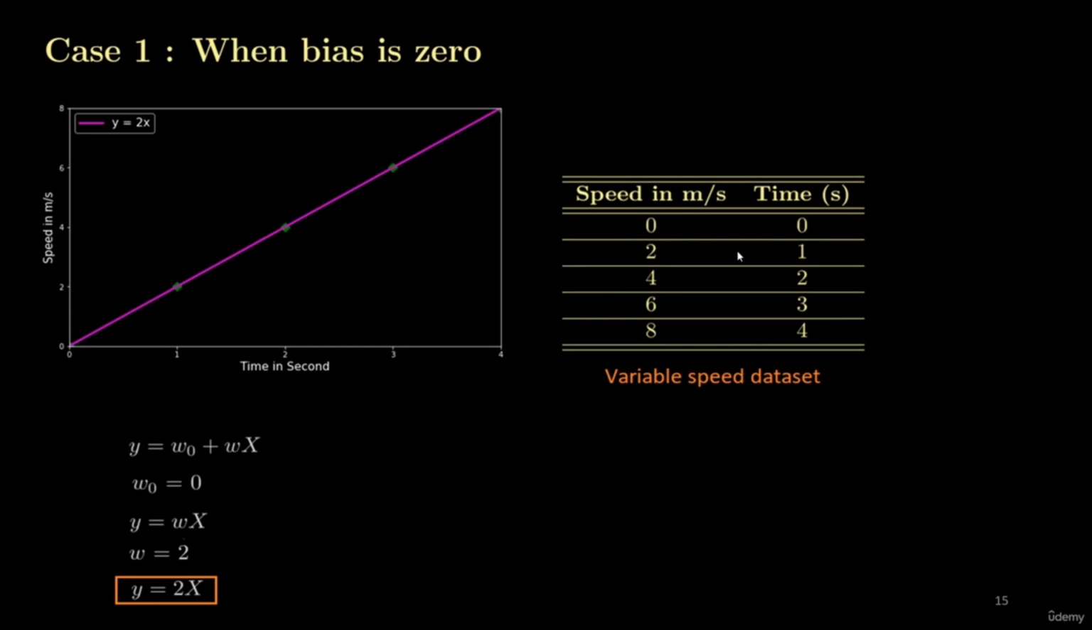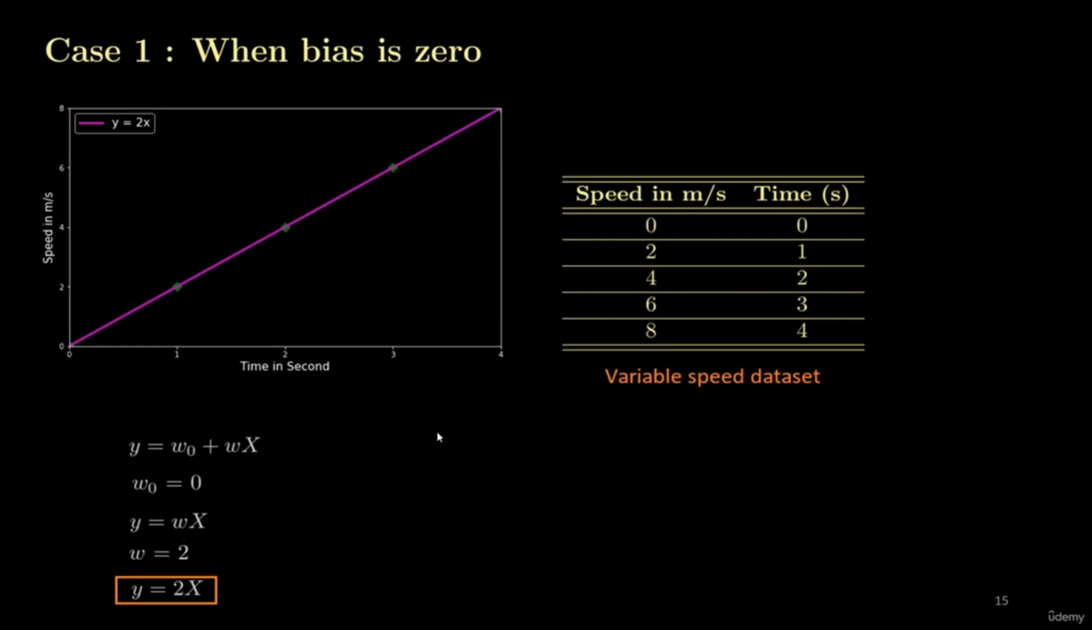Now, when the time is 1 second, the speed is 2. When time is 2 seconds, the speed is 4. In a similar way, when the value of time is 4 seconds, the speed becomes 8. So if I plot this dataset, I will get a straight line which starts from the origin, that is, where the x value is 0 and the y value is also 0.